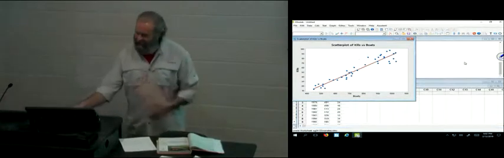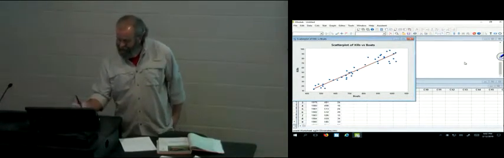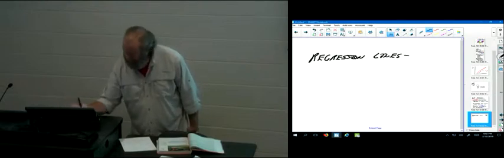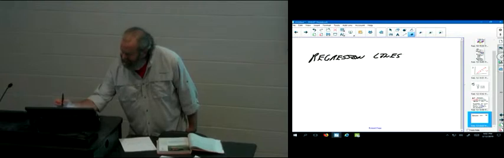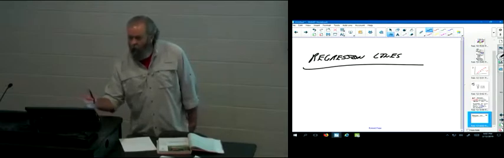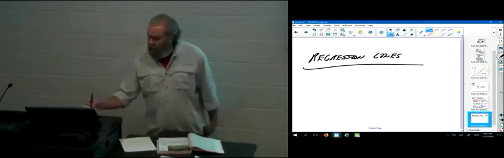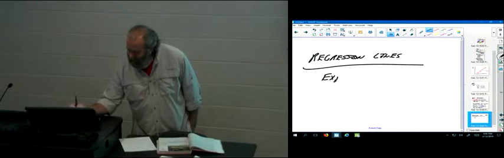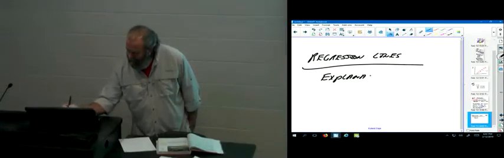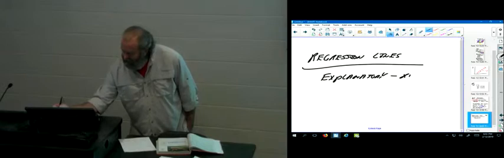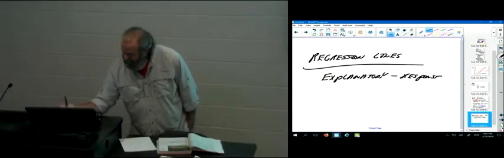Now, with that said, I'm not going to get rid of that yet. If I come back here, and when I think about these regression lines, this idea of drawing these lines on the scatter plot, okay? My thought is this, okay? Anytime we do this, we're going to have this explanatory response distinction.